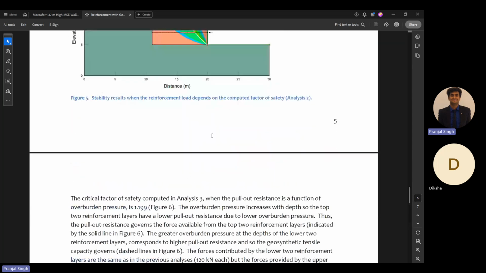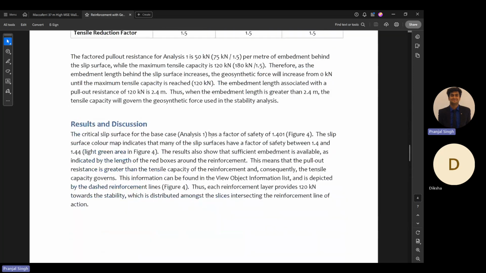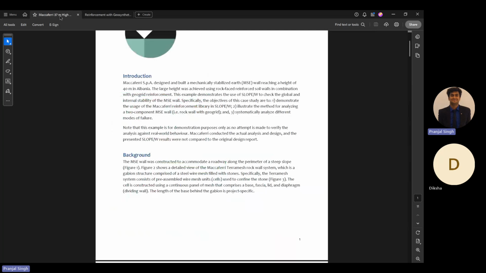So you have to solve for this case and find out what the factor of safety is. And then we will solve McAfee.